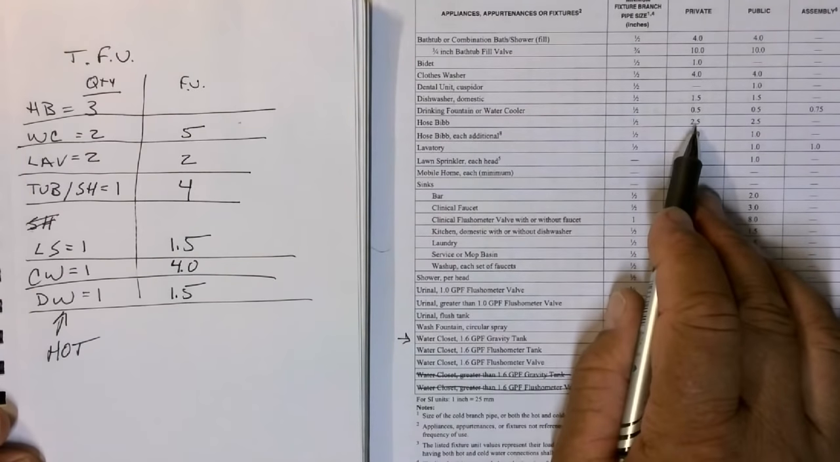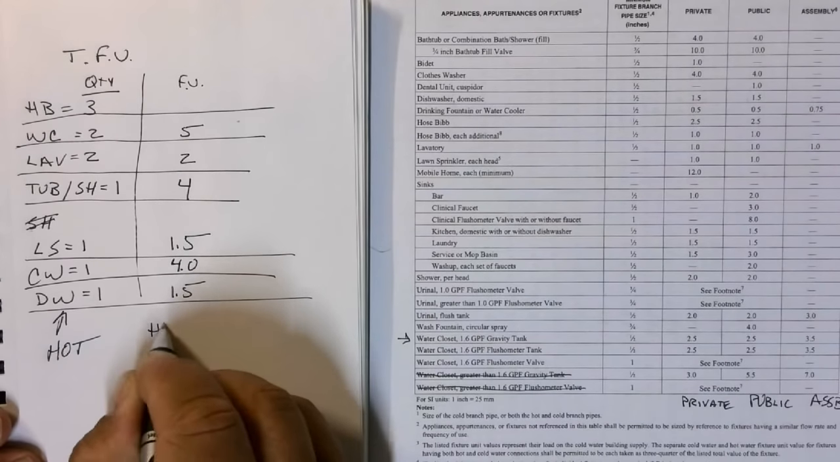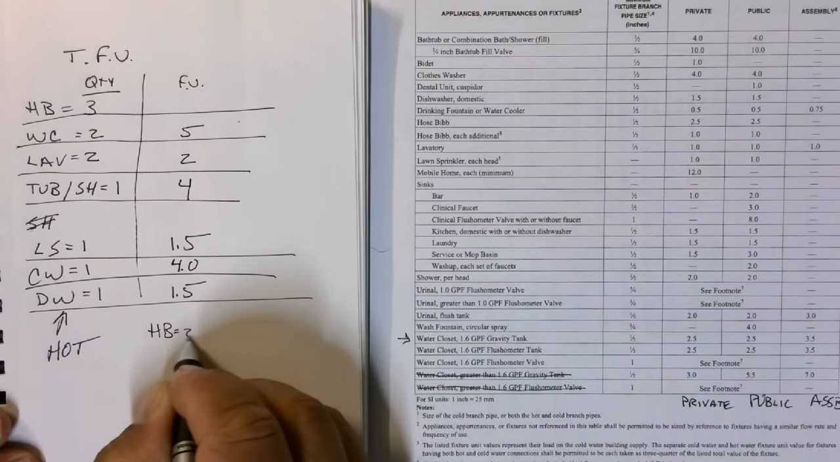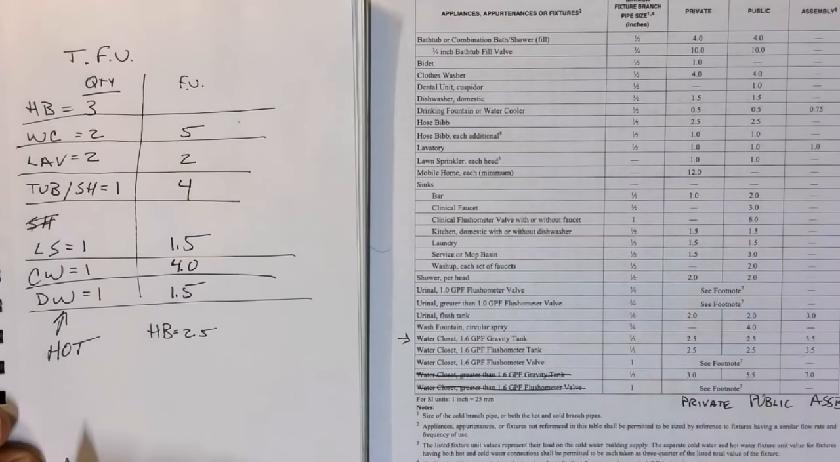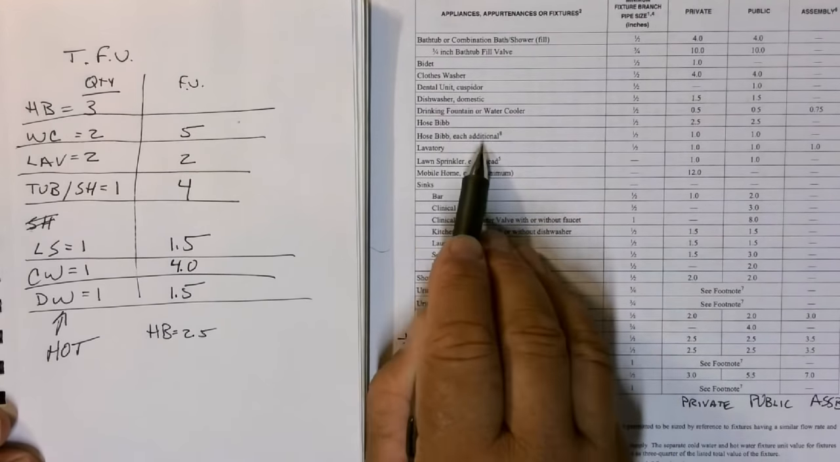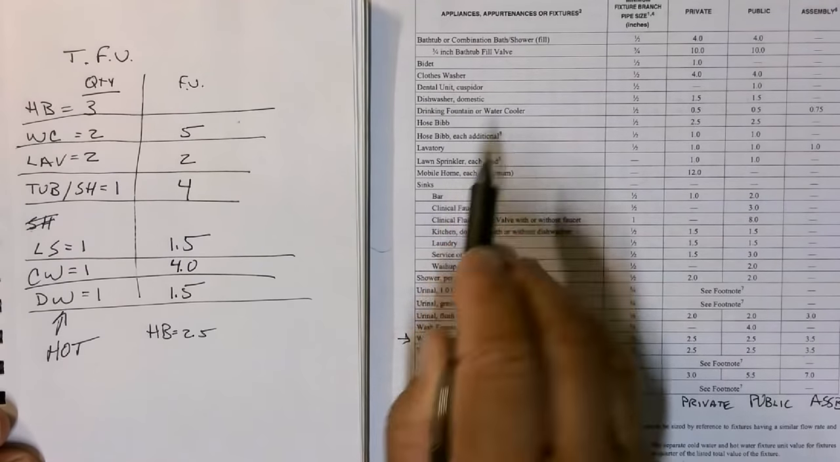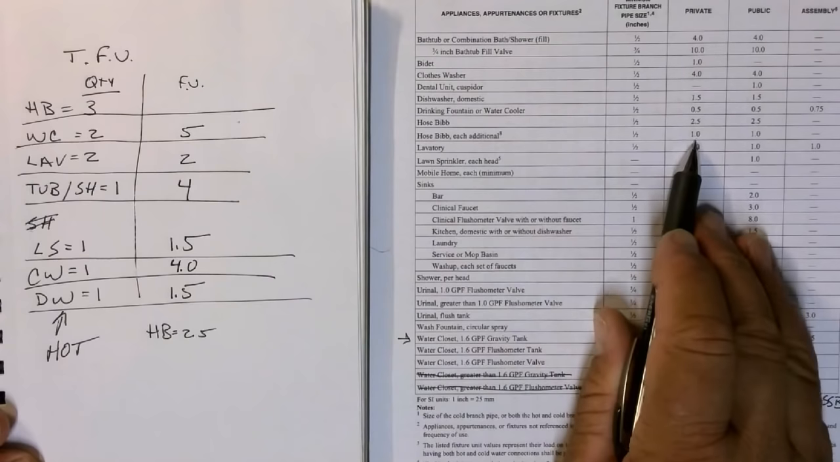One hose bib, 2.5. So I'm going to put that right here. Hose bib equals 2.5. Okay. What's it say underneath the hose bib? Hose bib, each additional. Number 8. We'll go to number 8 in a second. Hose bib, each additional. 1.